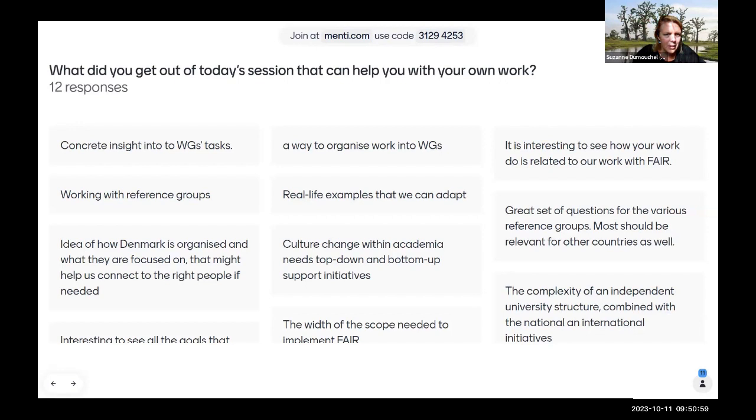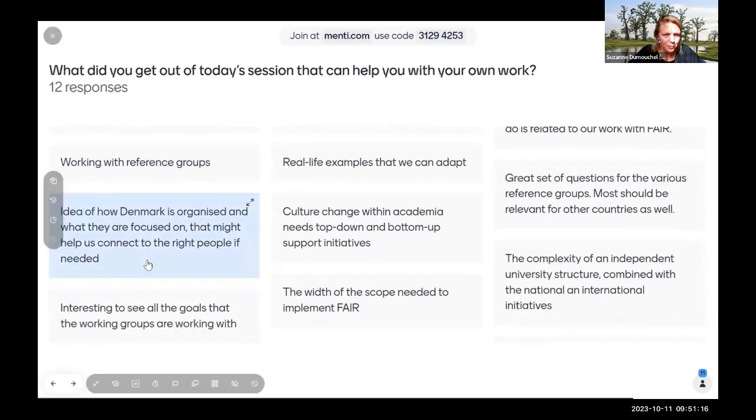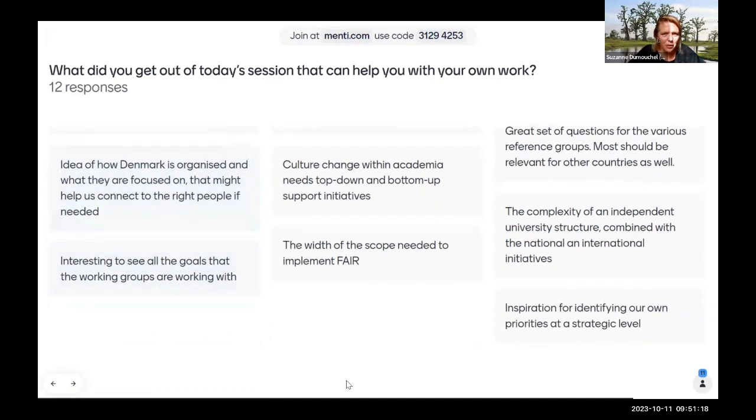Some other ideas: how Denmark is organized and what they are focused on that might help us connect to the right people if needed. So it's also in terms of collaboration and partnership. The complexity of an independent university structure combined with the national and international initiatives. Great, so we have a couple of good feedback. Interesting to see all the goals that the working groups are working with. Yeah, indeed. And the width of the scope needed to implement FAIR.